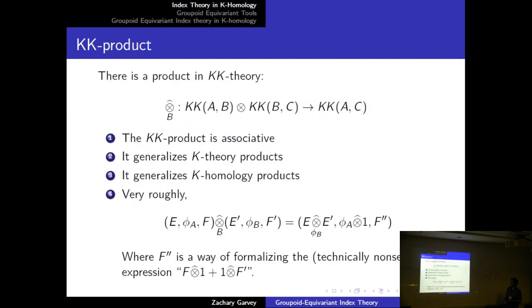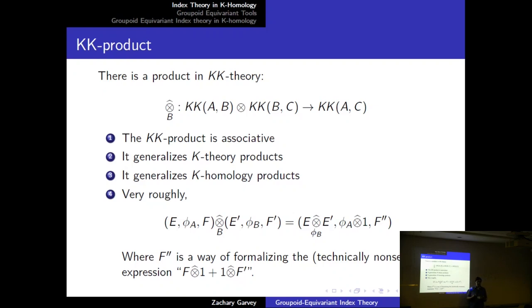The other really cool thing about KK theory, besides the fact that it generalizes a lot of these other K-theories, is that there's a really interesting product. This is a sort of basic version of it. I think there are some ramped up versions that are a little bit more general, but I like this one. If you have a KK(A,B) class and a KK(B,C) class, you can tensor them over B to get a KK(A,C) class. It's got a lot of really nice properties. It's associative. It generalizes a lot of familiar products from K-theory and K-homology.